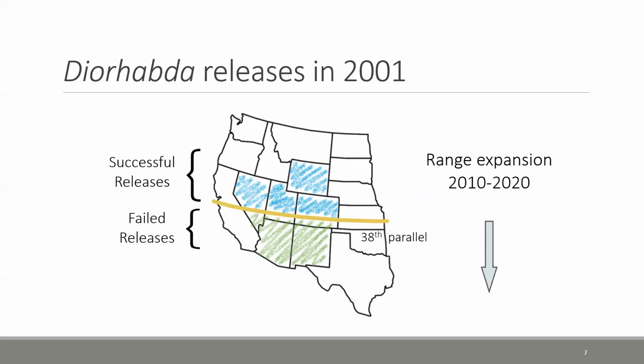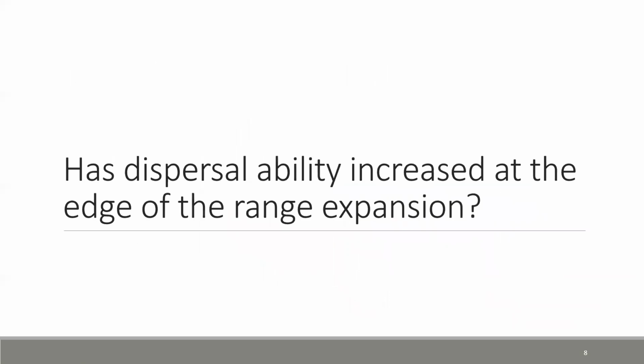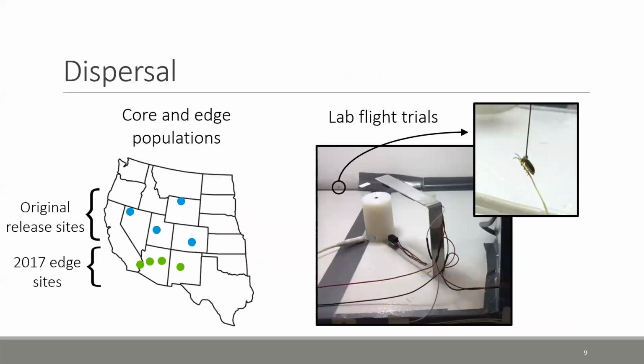So first we wanted to compare populations at the core and edge of the range to determine if there was an evolution of increased dispersal ability at the edge of the range as predicted by theory. So we collected populations from the core of the range, which are these northern sites, original release points in blue, and we collected 4 populations that were at the edge of the expansion in 2017 when we collected these beetles.